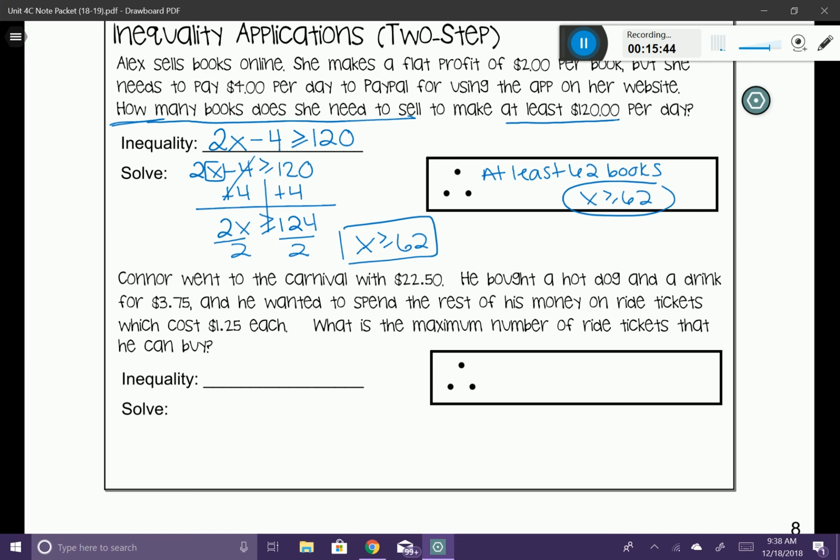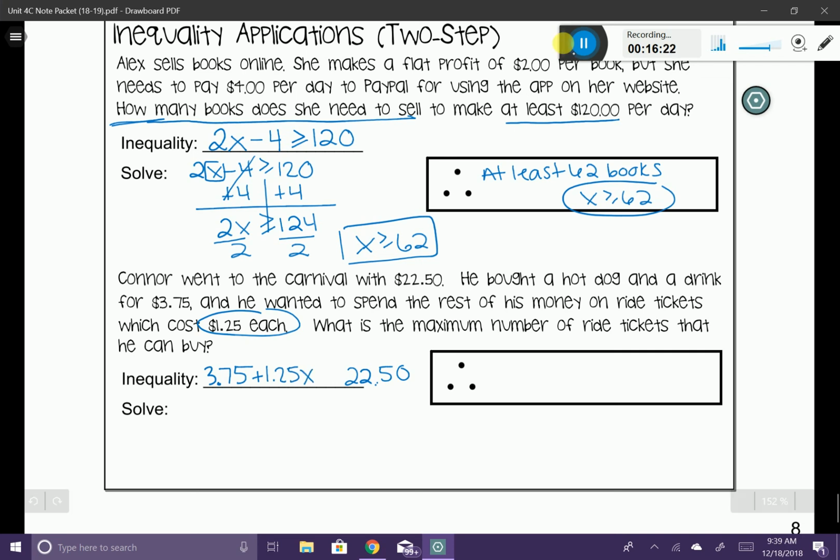All right, well, we know that Connor went to the carnival with $22.50, so I'm going to put that at the very end of my problem, because that's how much money he has. He bought a hot dog and a drink for $3.75, so that's an automatic price that he's going to pay for the purchases of his items. And he wanted to spend the rest of his money on ride tickets, and each one of the rides costs $1.25. But we don't know how many rides he rode. So we're going to add $1.25 times the variable x. X is going to represent our rides.